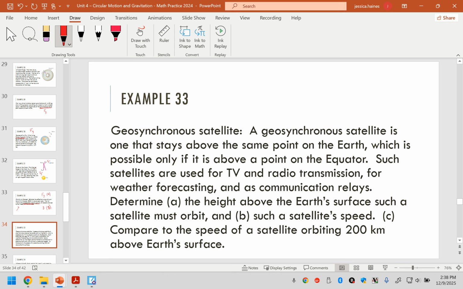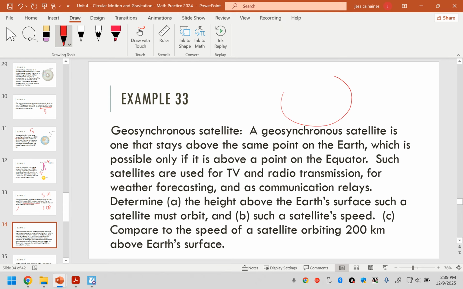A geosynchronous satellite is one that stays above the same point on the Earth, which is usually the equator. Satellites are used for TVs and radio transmission, weather forecasting, and so on. Determine the height above the Earth's surface at which the satellite must orbit. If they're asking for the height above the Earth's surface, they're asking for the distance from the Earth's surface up to where that satellite is.